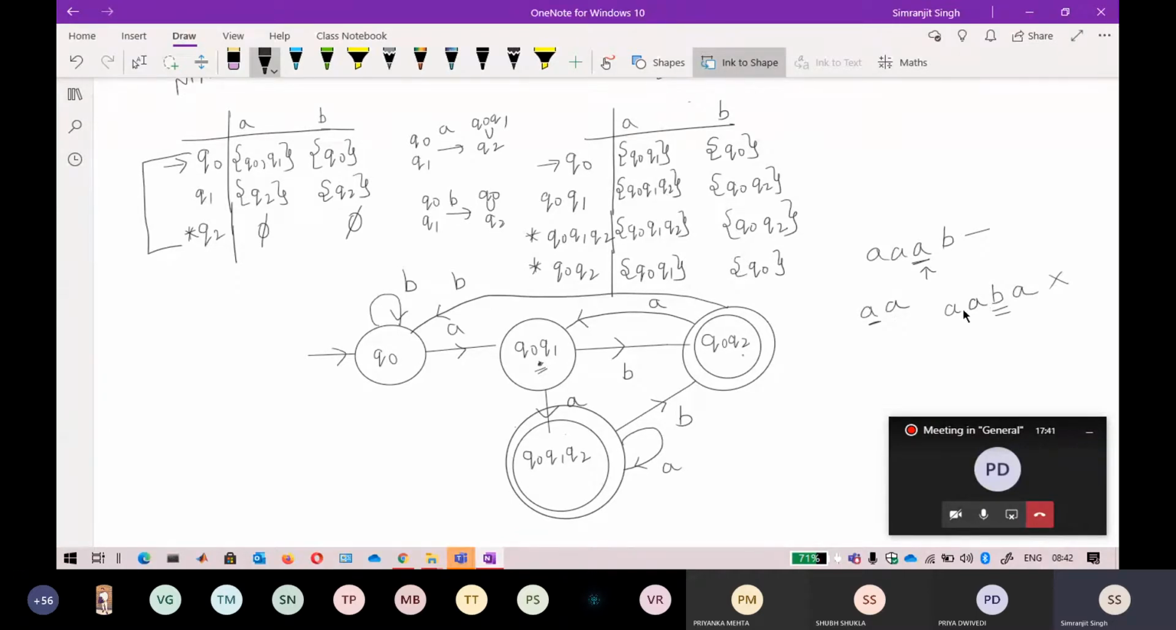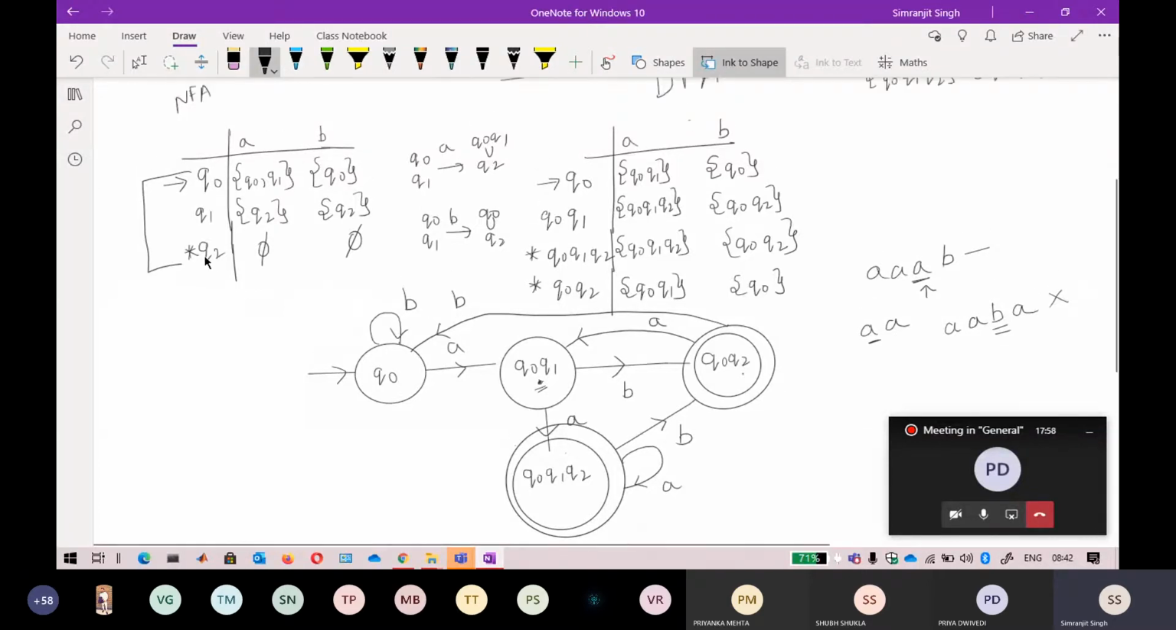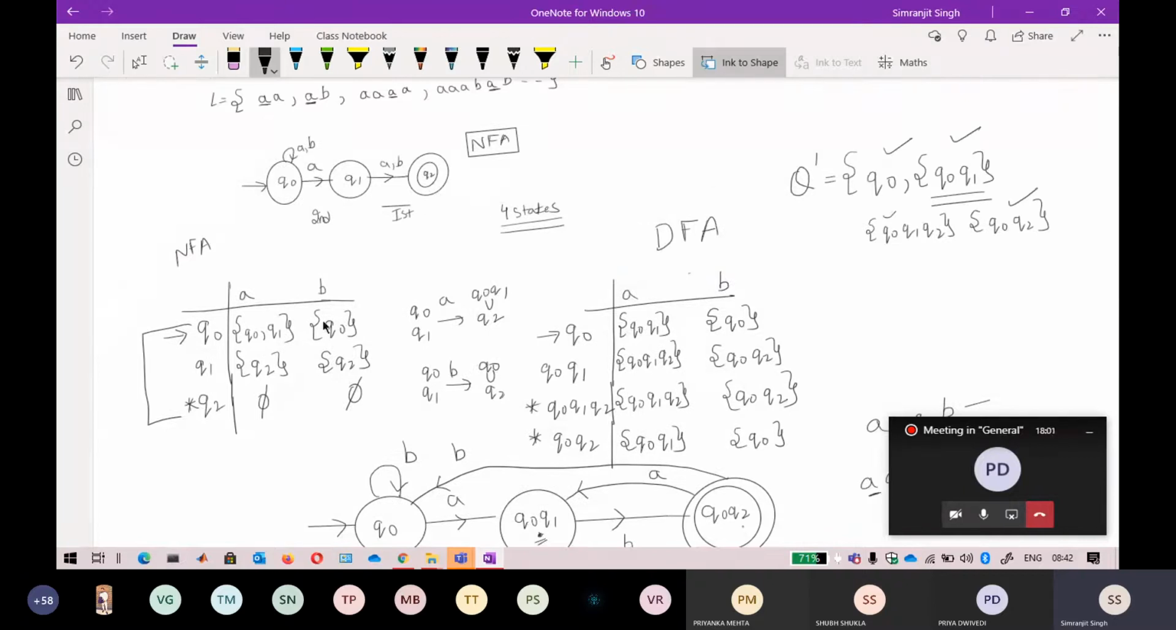If you directly try to draw this automata, it will be a bit difficult. The final state is always determined from the table. If you look at the original table, the final state has a Q2 symbol in it. So in the new table, wherever Q2 is written, that is your final state. Here this is Q2 and here this is Q2. That is why I put a star sign to indicate that this is a final state.